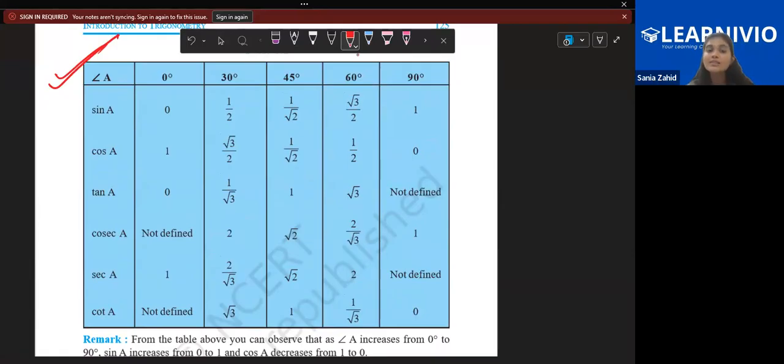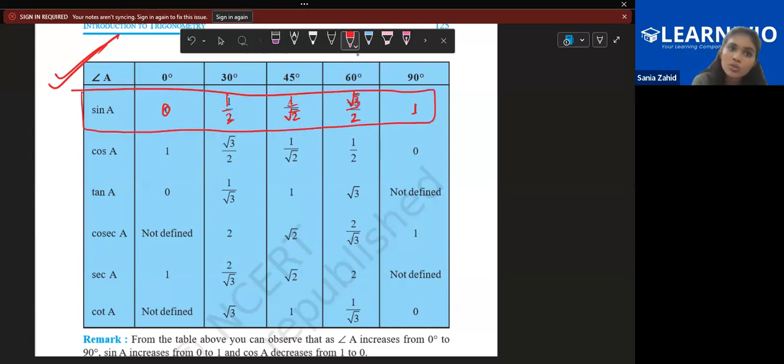Now what is sine A for all of these? The sine A values you will learn: 0, 1 by 2, 1 by root 2, root 3 by 2 and 1. These are the values of sine A. You will only learn sine A. If you have learned only this much, that means you know the entire table.